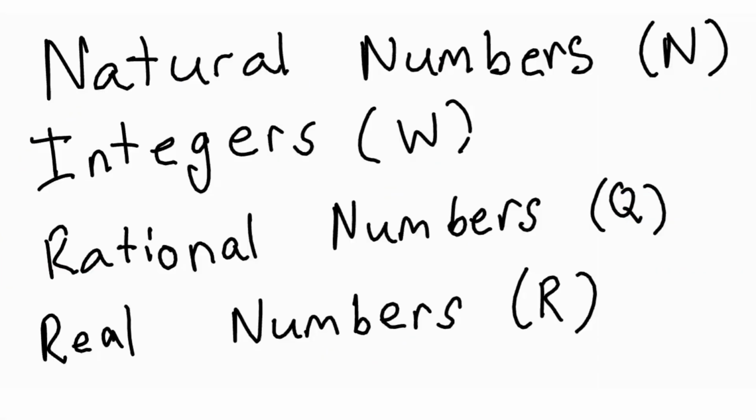And one last thing before I end this video: also know that each of the sets of numbers has its own symbol. So natural numbers have N as their symbol, integers have Z as their symbol, rational numbers have Q as their symbol, and real numbers have R as their symbol.